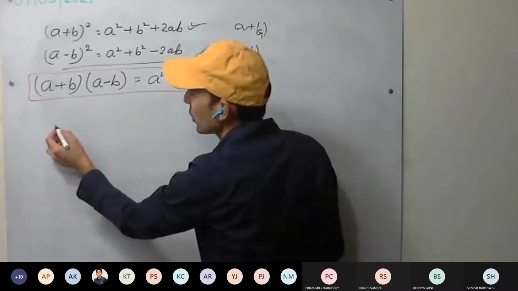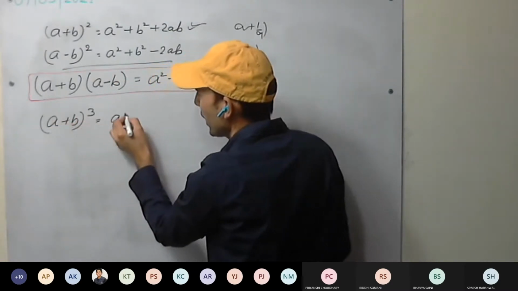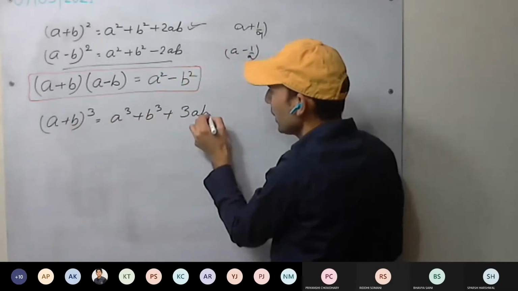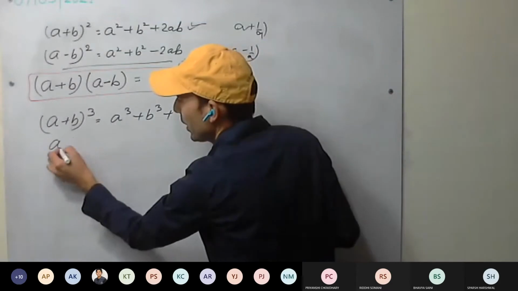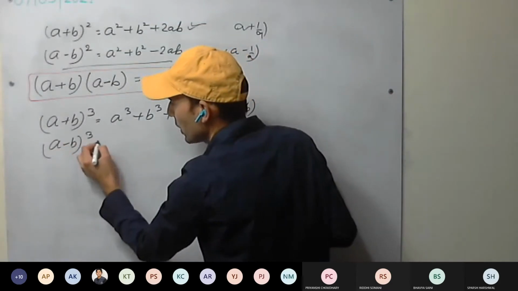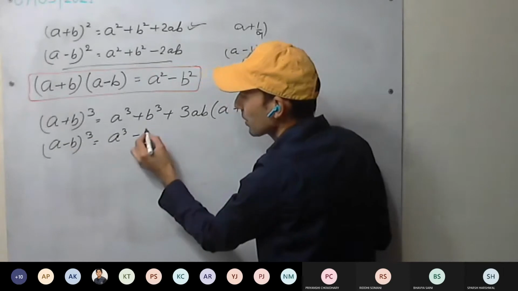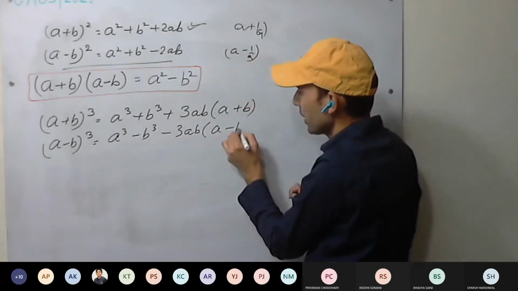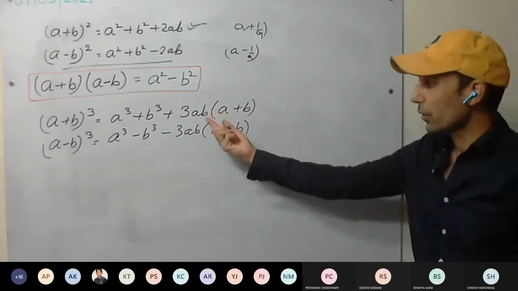Then we did the cubes. (a + b) whole cube is a³ + b³ + 3ab(a + b), and (a − b) whole cube we can derive from this one: a³ − b³ − 3ab(a − b). The rest, like a + 1/a, those all we can derive from them.